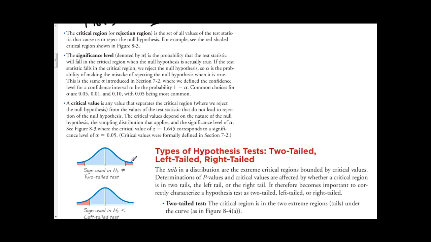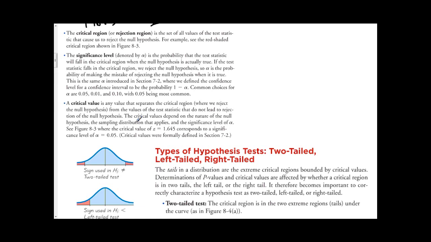And actually, in this case, it would be alpha over 2. This over here would be alpha over 2, and this over here would be alpha over 2, so the whole red area would be alpha over 2. So the significance level is actually the probability of falling into the critical region. Okay, it's the probability that the test statistic will fall into the critical region. And if the test statistic falls in the critical region, we reject the null hypothesis.